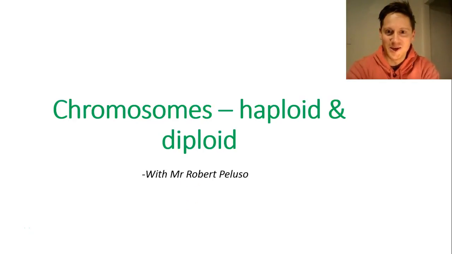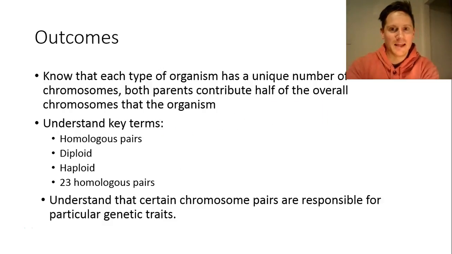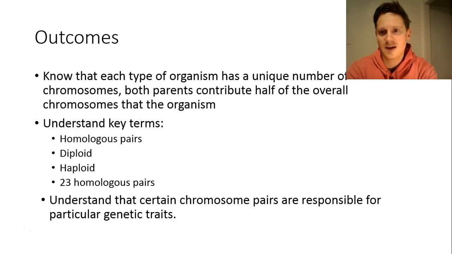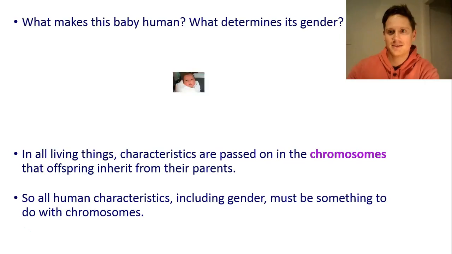If you said keen to learn about chromosomes, then this is the video for you. We're really going to focus on haploid and diploid chromosomes today. The lesson outcomes: we're going to look at the unique number of chromosomes in organisms, the fact that each parent contributes half of the overall chromosomes from that organism. We're going to understand terms like homologous pairs, haploid, diploid, and the fact that humans have 23 homologous pairs of chromosomes. We're going to understand that certain chromosome pairs are responsible for particular genetic traits.